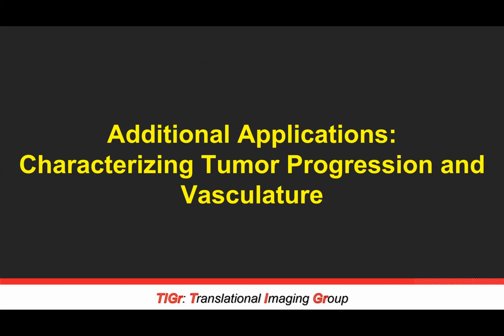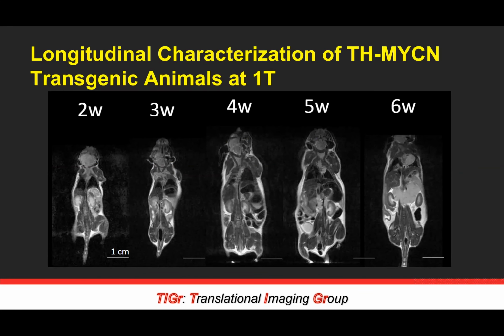Now, at this point, I've spent a lot of time talking about placental applications, and I know a lot of people in this chat probably are interested in other types of applications in addition to placental imaging. So I'd like to really quickly talk about some of the work we do looking at tumor progression and vasculature characterization. So here is an example for a spontaneous model of neuroblastoma in the kidneys developing in the adrenals.